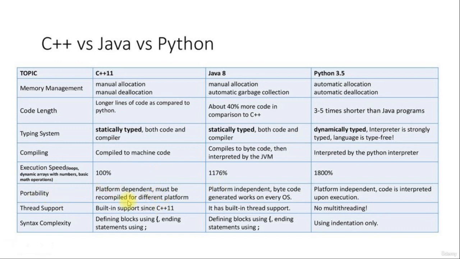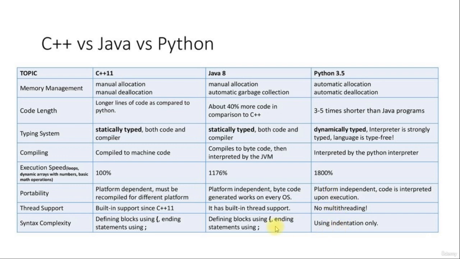Now, portability. C++ is platform dependent, and the program must be recompiled for different platforms. Java is platform independent, and the byte code that the Java program generates works on every OS. And Python is platform independent because code is interpreted upon execution. So thread support: C++ gives built-in thread support. Python does not give multi-threading.